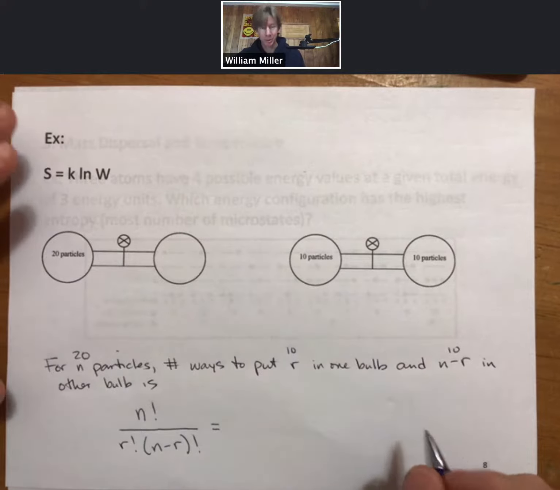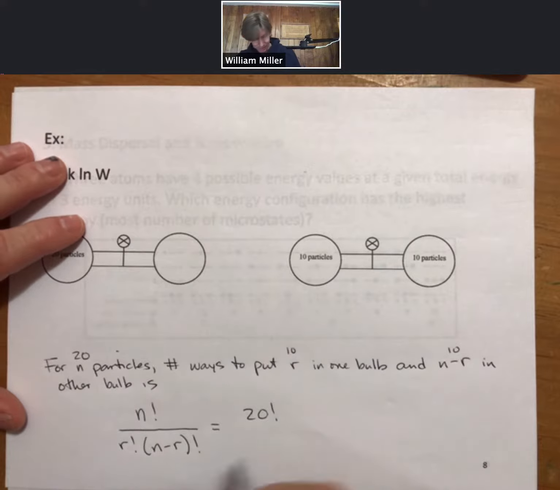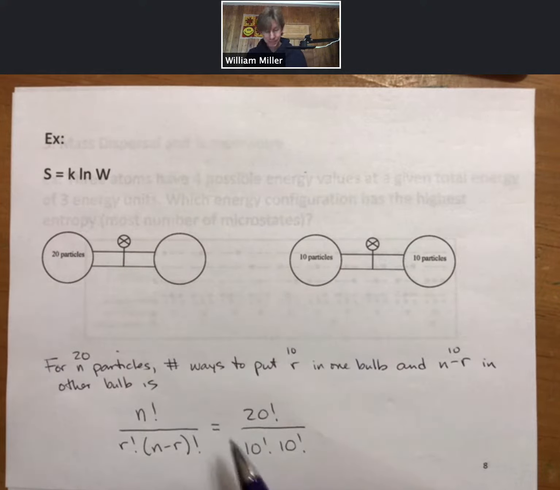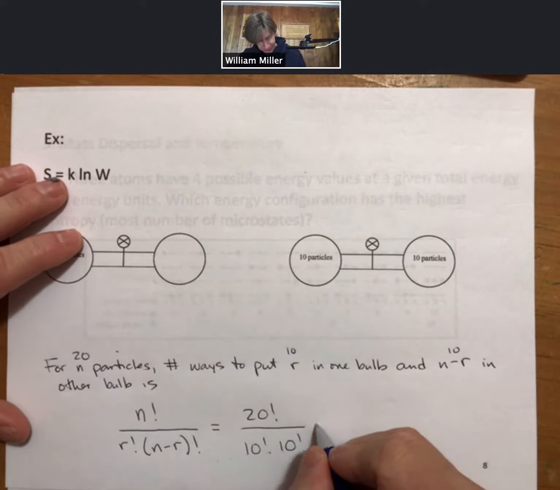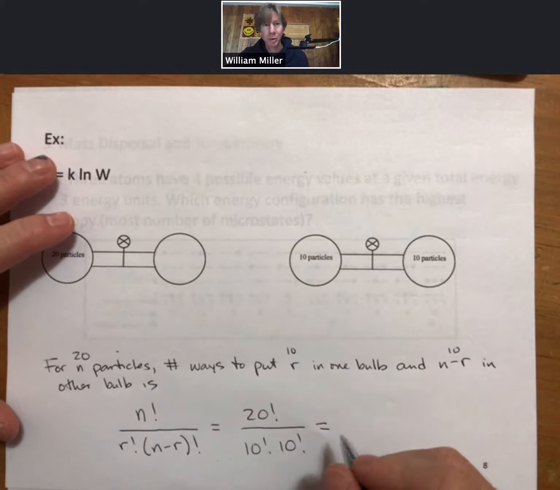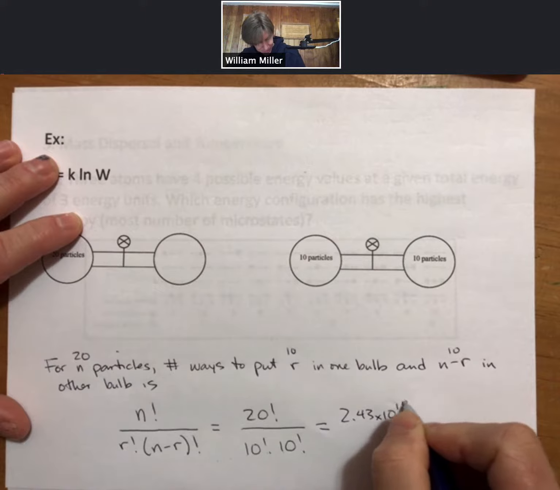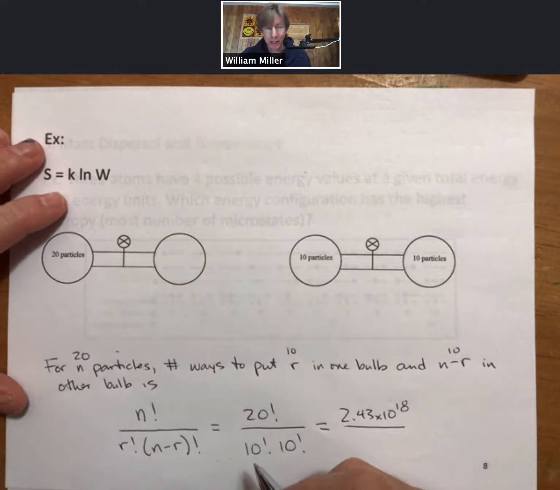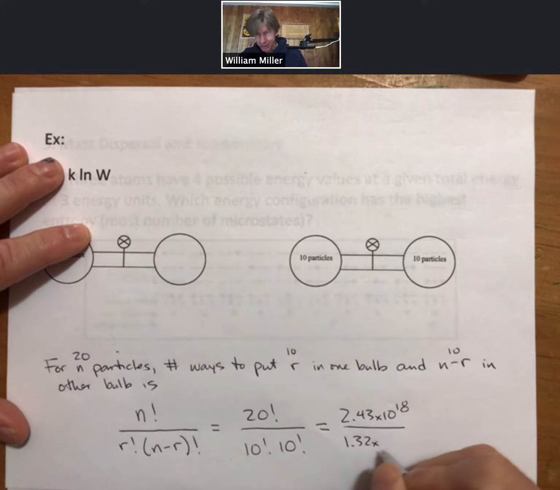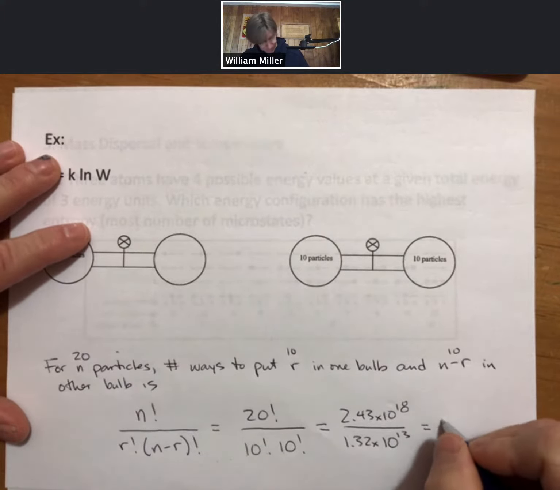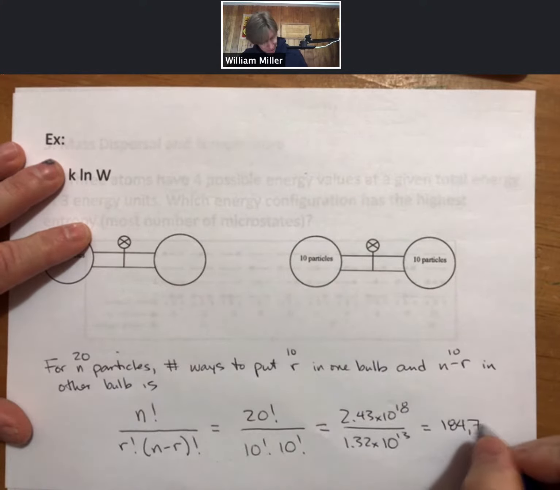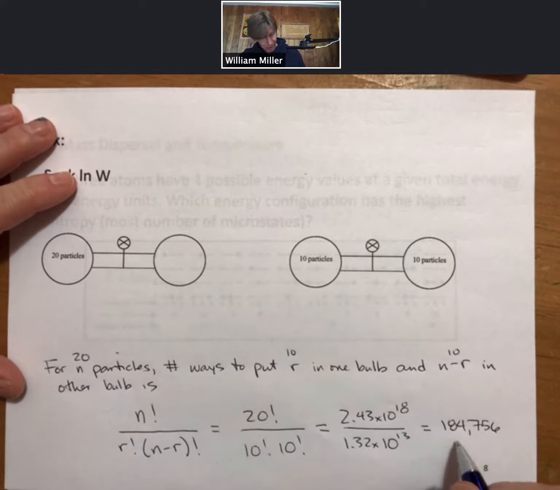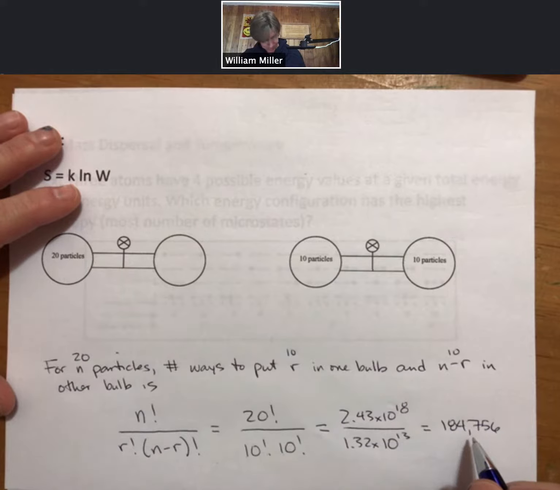But we can at least, if given these results, see that the top is going to be 20 factorial, the bottom is going to be 10 factorial, 10 factorial. And factorial, if you'll remember, means 10 factorial would be 1 times 2 times 3 times 4 times 5 times 6 times 7 times 8 times 9 times 10. That's factorial. And if we do this, 20 factorial is 2.43 times 10 to the 18. And 10 factorial squared, since there are two of them, is 1.32 times 10 to the 13. And if you do that math, you get 184,756, meaning that there are 184,756 microstates.